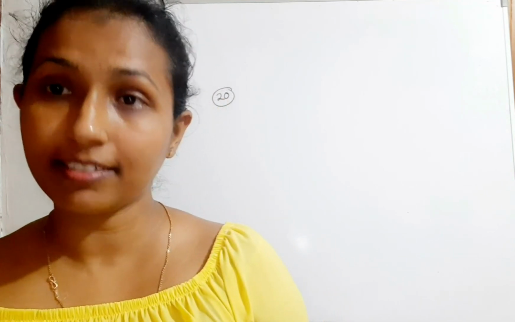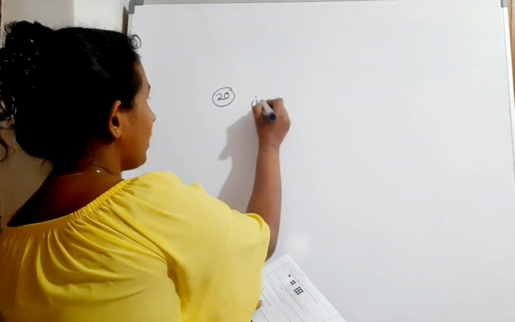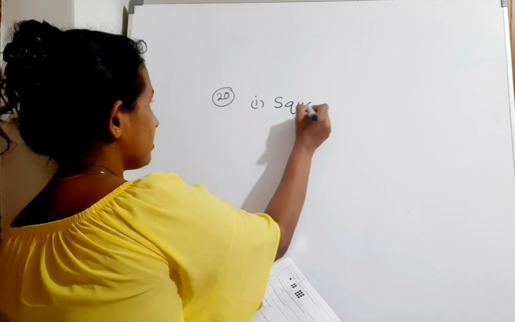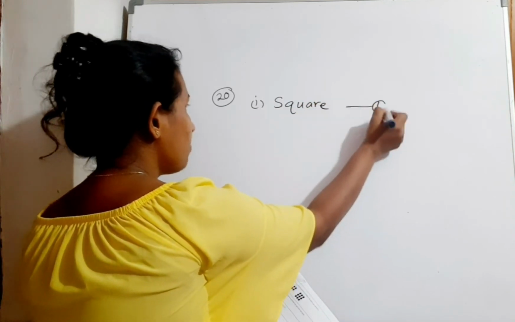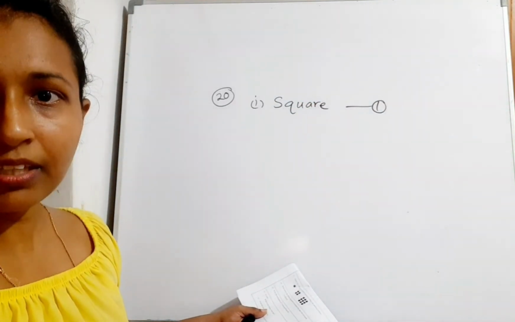Question number 20. In a cube, what is the shape of the face? Yes. Can you give me an example of a cubical shaped object? Yes, it is a die. In a die, what is the shape of that face? Yes, it is a square. First one, you have to write the square face or square. Then you will be given 1 mark for that one.